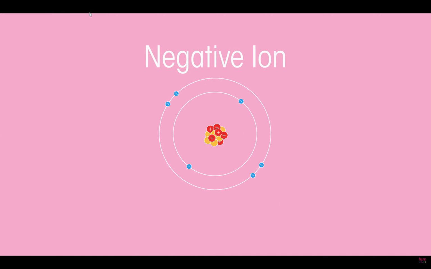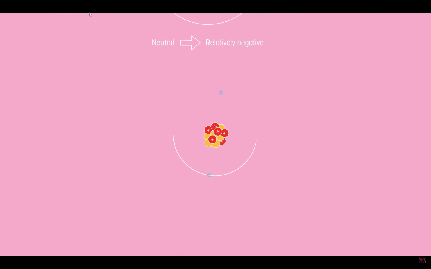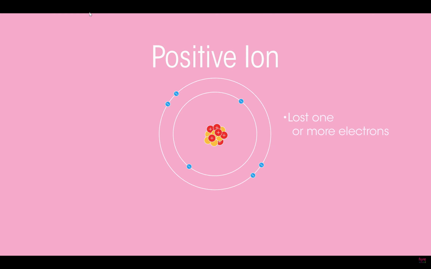A negative ion is an atom that has gained one or more electrons. Electrons are negatively charged, so this makes sense. It has gained more negative charge, and so the atom has gone from neutral to relatively negative. A positive ion is an atom that has lost one or more electrons. Again, this makes sense, as the atom has lost some negative charge to become relatively positive.